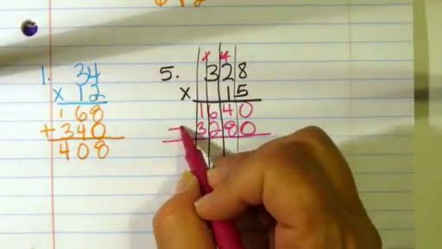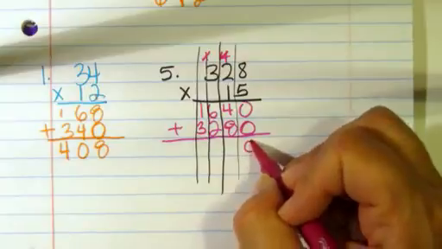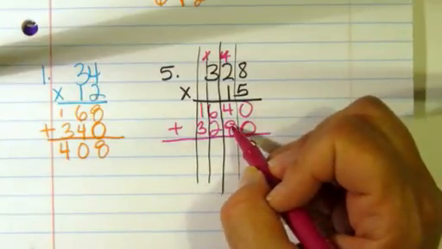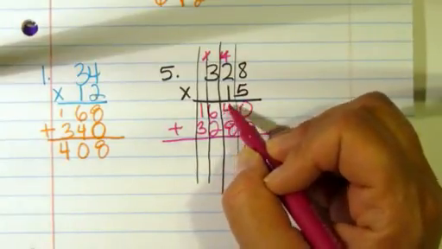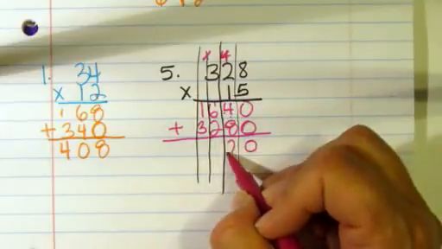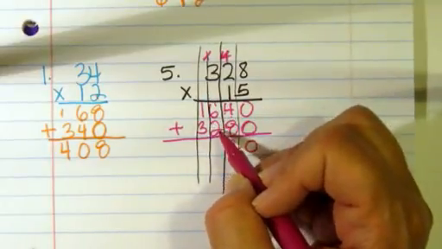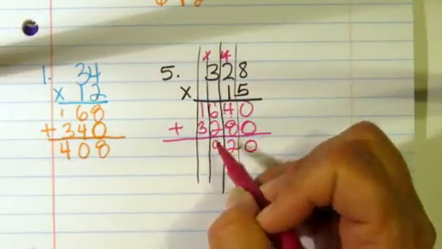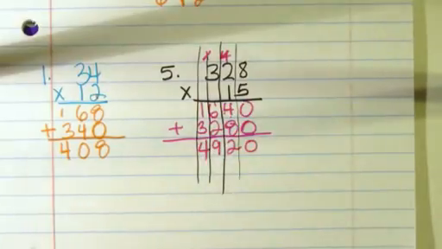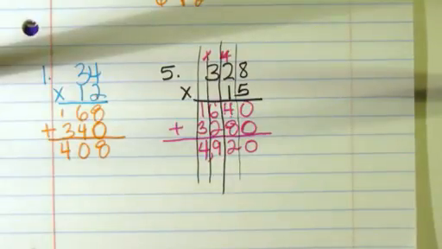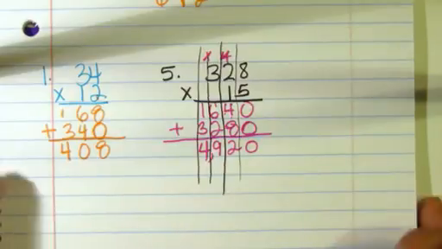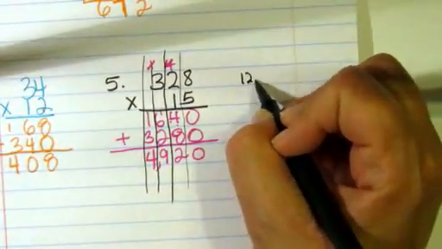Our next step is to add. This is 0, and then 8 plus 4, 8, 9, 10, 11, 12. That's 12. And then 6, 7, 8, 9. And then this is 4. Okay, so 4,920 is our product, is the answer for 5. Okay, and let's try number 12. Let's do number 12 together.